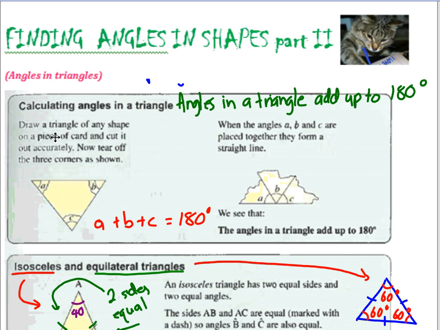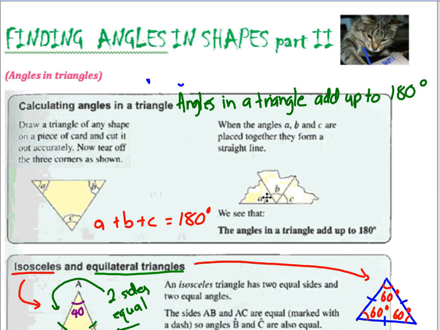So for example, let's see why. Why do they add up to 180 degrees? Let's see a proof of this. If you drew a triangle of any shape on a piece of cardboard and cut it out accurately, and then you tore off these three corners, feel free to do it if you like. So make a triangle, cut it out, and then tear off the three corners.